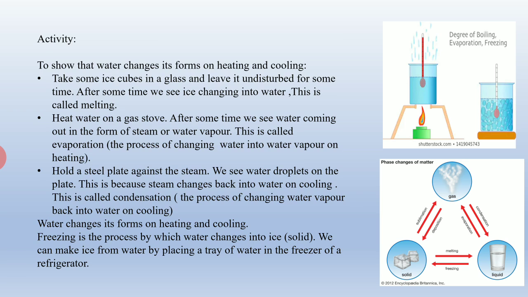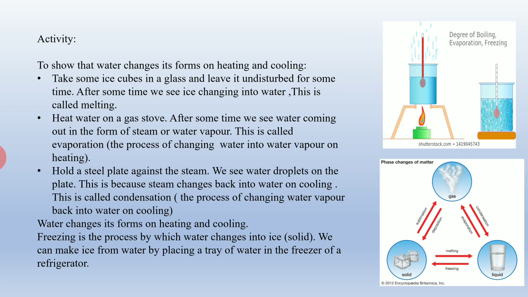Activity. To show that water changes its forms on heating and cooling. Take some ice cubes in a glass and leave it undisturbed for some time. After some time, we see ice changing into water. This is called melting. Heat water on a gas stove. After some time, we see water coming out in the form of steam or water vapor. This is called evaporation, the process of changing water into water vapor on heating.